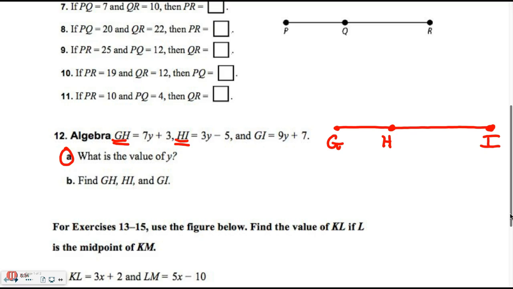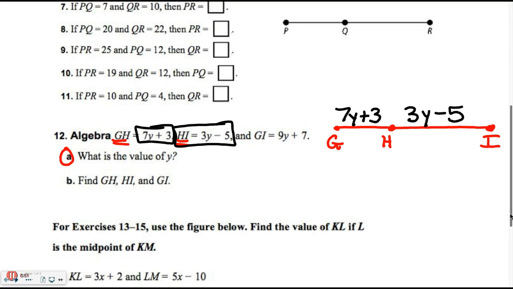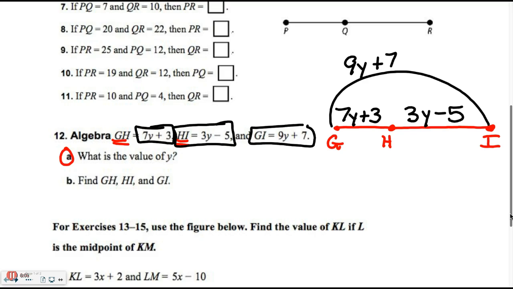We're going to call the first piece 7y plus 3. That's one of the pieces. And then we're going to call the second piece 3y minus 5. And then they're giving me the whole way from G to I. So I like to go like this, so I know I'm going the whole way. And that's 9y plus 7. I'm going to let you get that drawn. And once these guys in here are looking up at me, I'm going to keep going. I'm going to assume you guys at home had enough time to write that down.